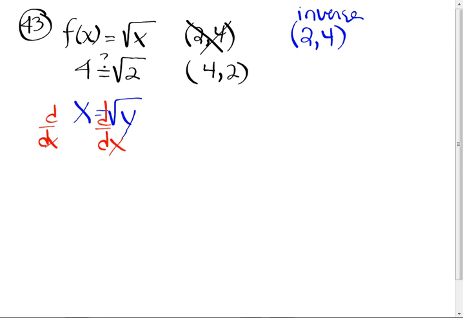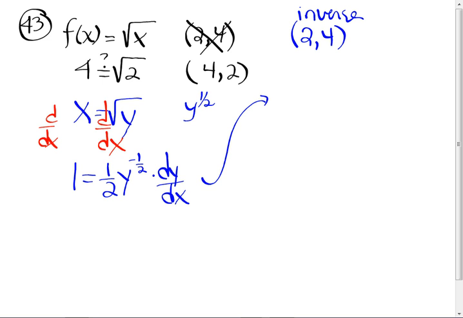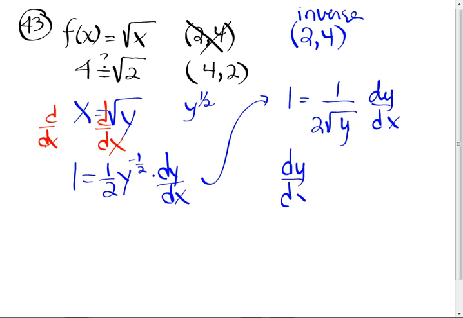It's 1 equals, well, this is going to be y to the 1/2. What's the derivative of y to the 1/2? 1/2 y to the negative 1/2 times dy dx. If you don't have a dy dx in there, you're in trouble anyway. Okay, so I'm going to have 1 equals 1 over 2 square root of y dy dx. Solving for dy dx is equal to 2 times the square root of y.